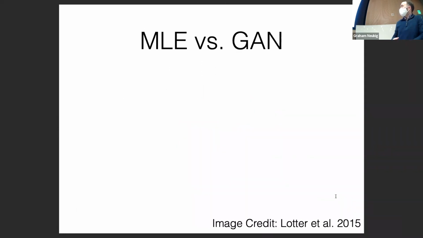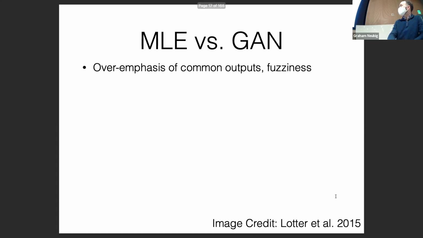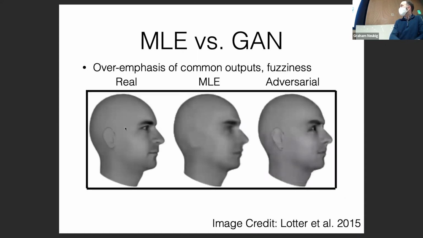So if we look at MLE versus GANs, this is a very old image from 2015, and a lot of progress has been made on both MLE and GANs since then. But I think in general this is a good illustration of the strengths and weaknesses of both. An MLE-based model that is trained to generate images will generate an image, but the image will be fuzzy or kind of blurred together, whereas a generative adversarial network generates a much sharper image like this.